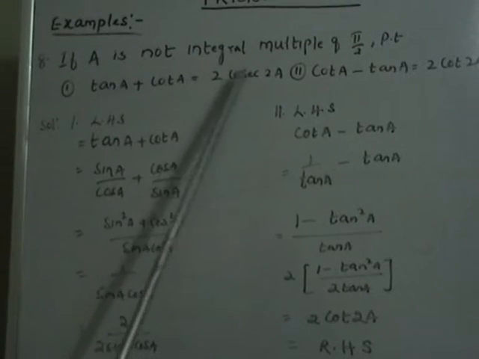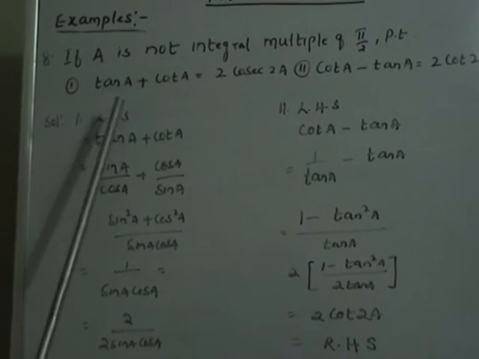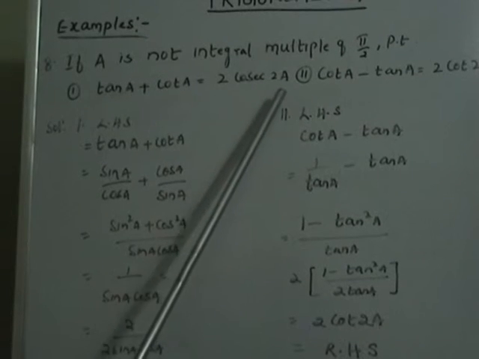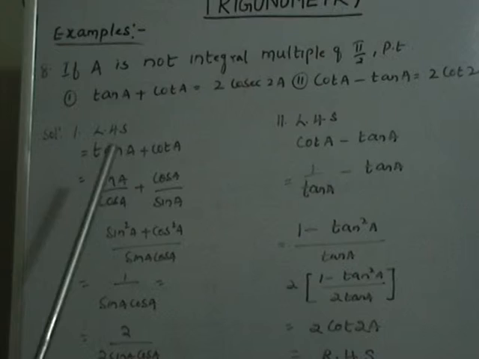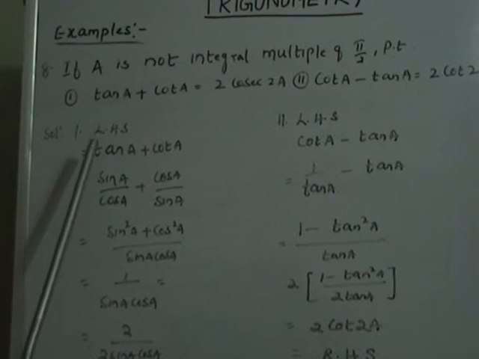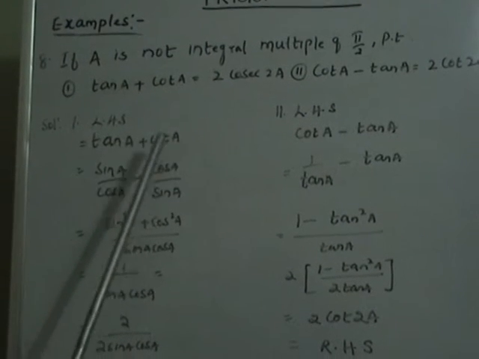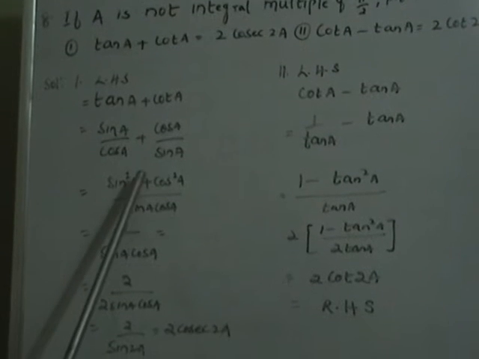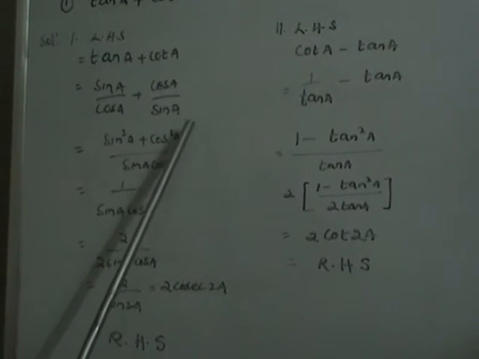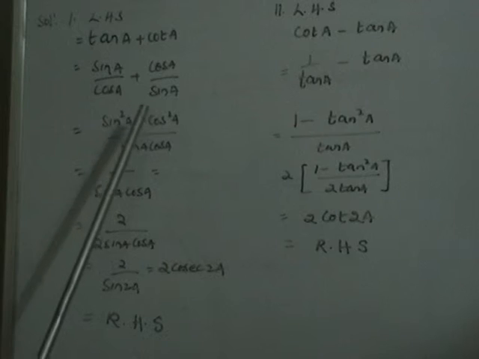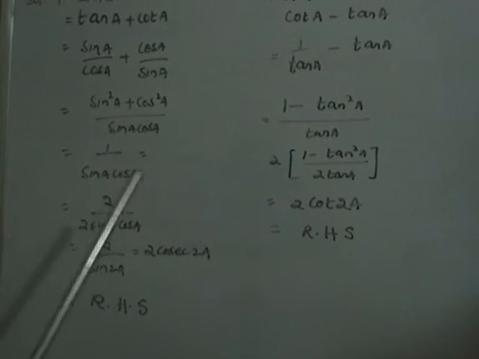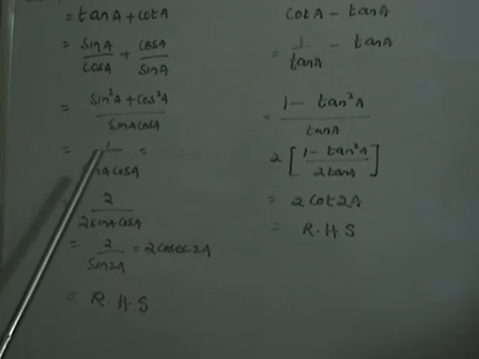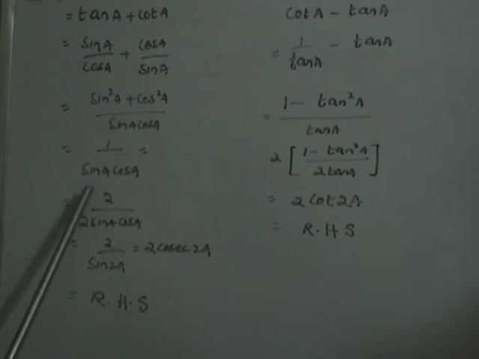If a is not an integral multiple of pi by 2, prove that tan a + cot a is equal to 2 cosec 2a and cot a - tan a is equal to 2 cot 2a. Let us take the first LHS, tan a + cot a. Tan a is sin a/cos a and cot a is cos a/sin a. Taking LCM, (sin² a + cos² a)/(sin a cos a). That is, sin² a + cos² a is 1, so 1/(sin a cos a).